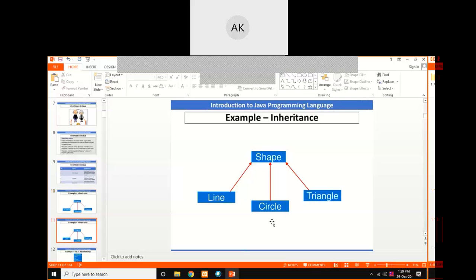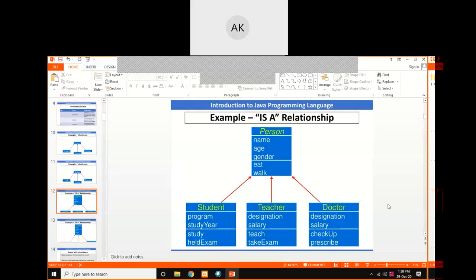Second example: if I'm talking about line, circle and triangle, all these are nothing but a shape. So we can say that shape is my base class or parent class, and from the parent class I'm going to derive some properties, and I will extend some properties in order to draw the line, the circle, and the triangle.